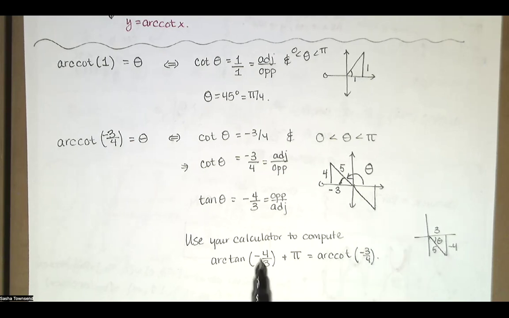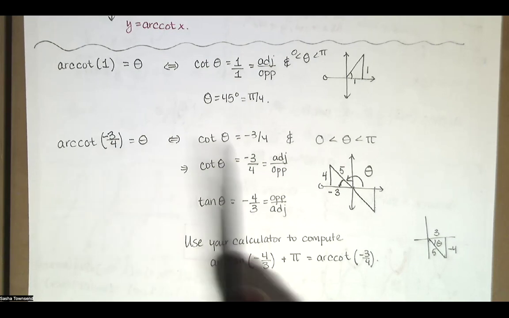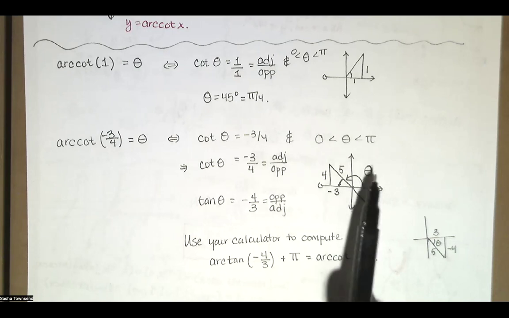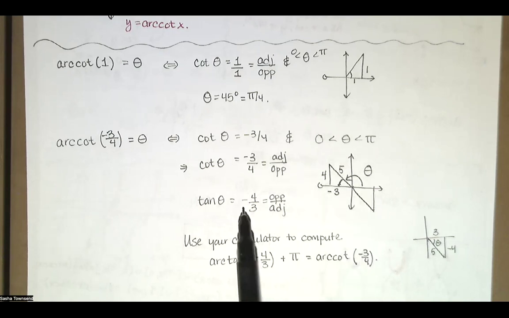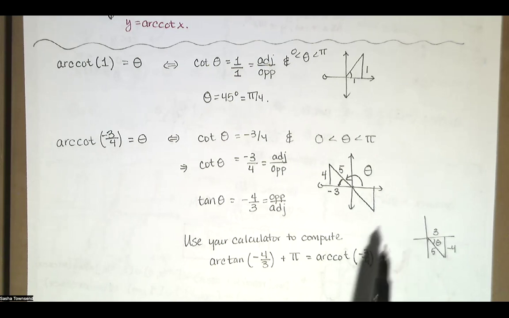Now, if this was a positive 4/3, or if this was a positive 3/4, then the cotangent would be positive in quadrant 1, and the corresponding tangent function would be positive in quadrant 1. So you could just use your inverse tangent function, and it would give you the right answer the first time. It's only when we are in the wrong quadrant that we have to add pi.